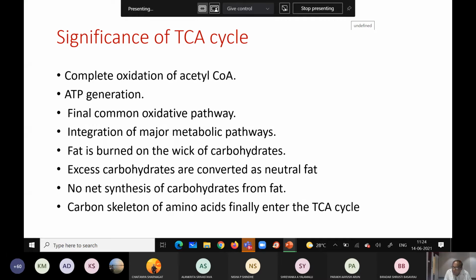And another important thing is the supplementation of carbon skeletons of the amino acids, which finally enter the TCA cycle. So these are the important points on the significance of the TCA cycle.